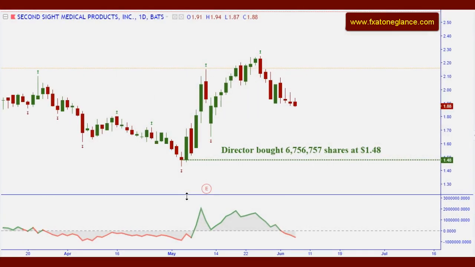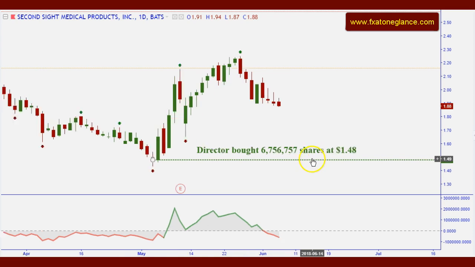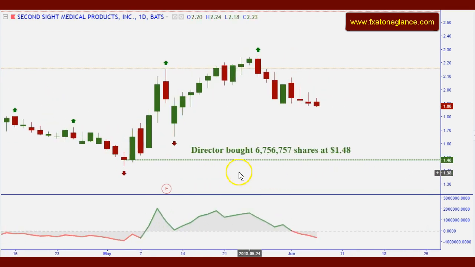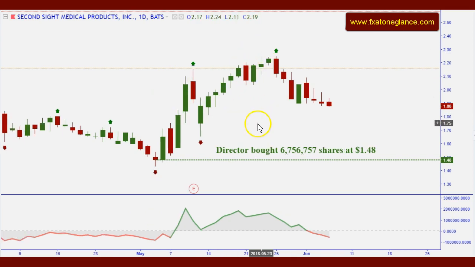All right, traders, so now we are looking at the chart for Second Sight Medical Products, EYES, and we talked about, I showed you where Greg Williams, the director, bought these 6,756,757 shares. He bought those shares at 148, I mean, sorry, $1.48, and we're looking at that right here. This is where that was that day, and look what the market did since. All right, so that's a pretty good thing when you see that.